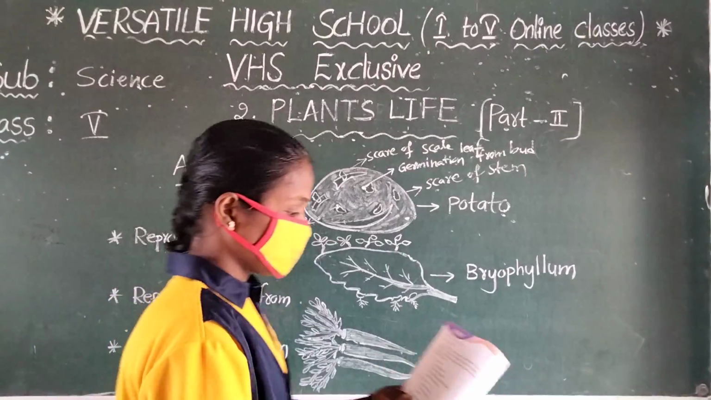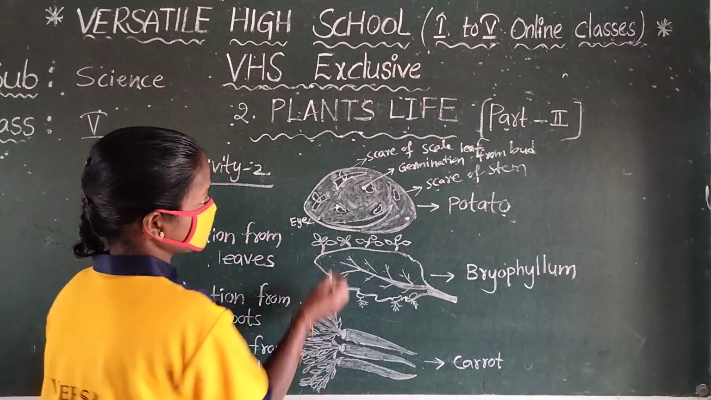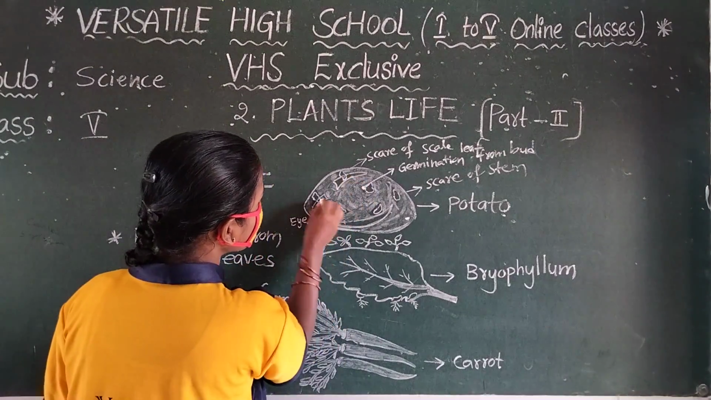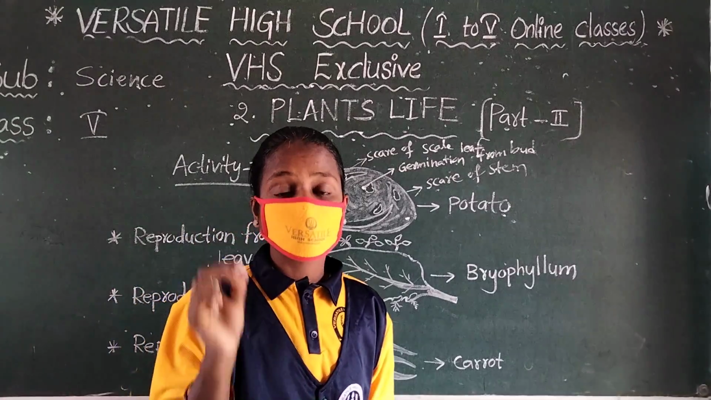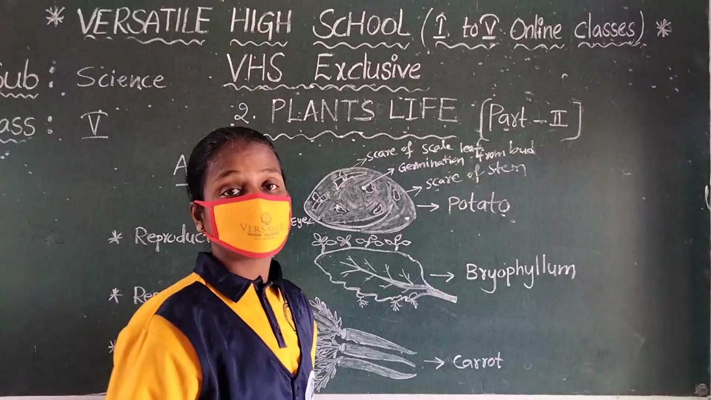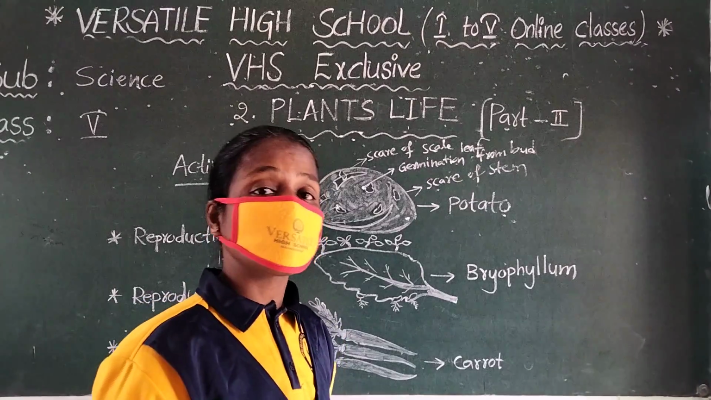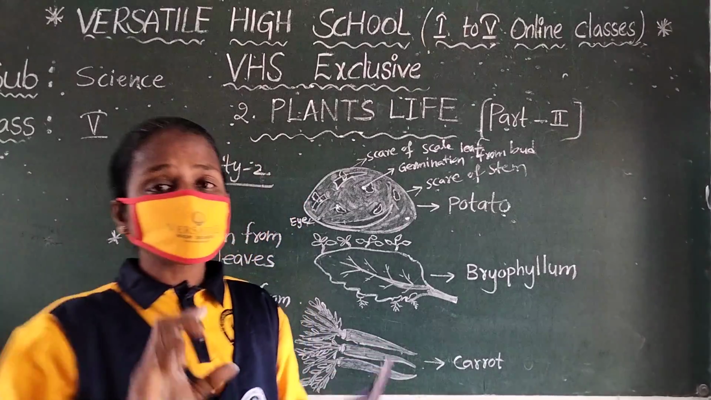So these scales are also called eyes. These are small buds on the potato. You will observe that. That is called an eye. What is the other name? Scale. And cut a few pieces.